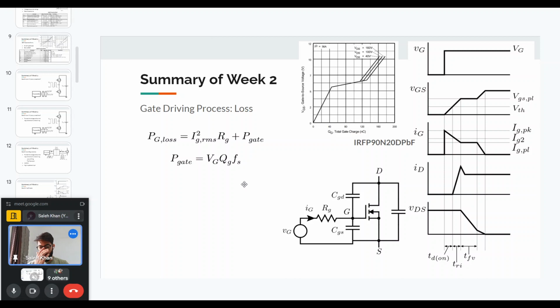These losses will depend on the switching frequency. If you have a higher switching frequency, that means you are charging and discharging these capacitances at a higher rate, so that will lead to more losses in the gate. And these losses actually take place in the MOSFET or the IGBT, because these are parasitic capacitances. They are charged and discharged inside the device.